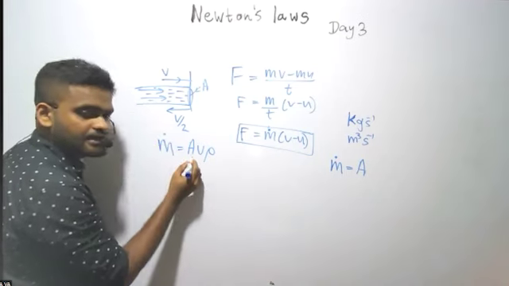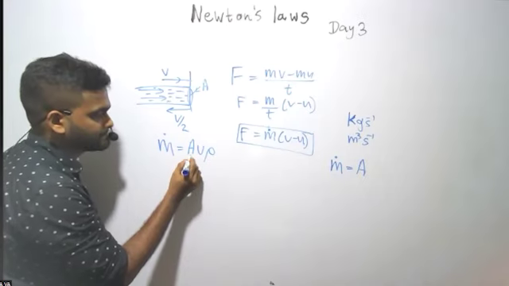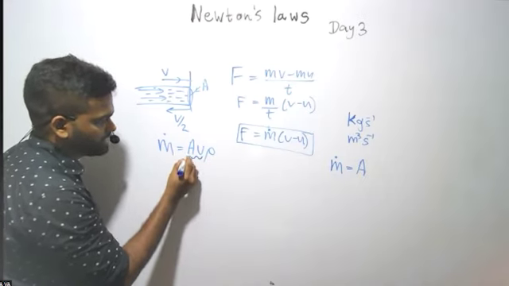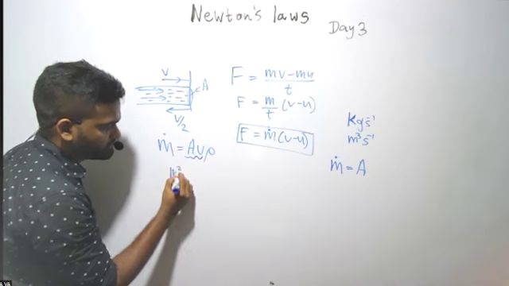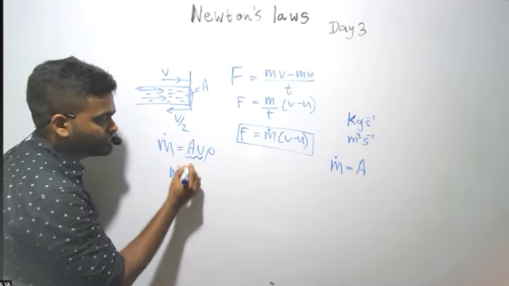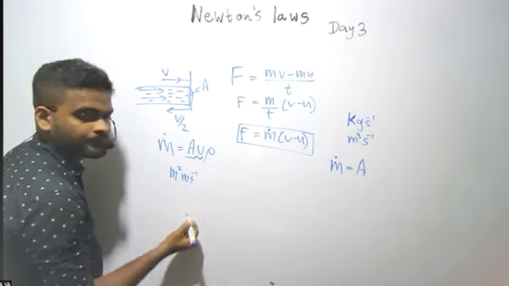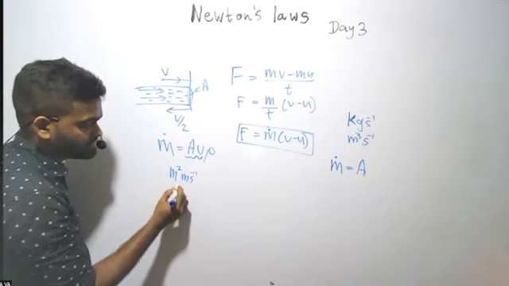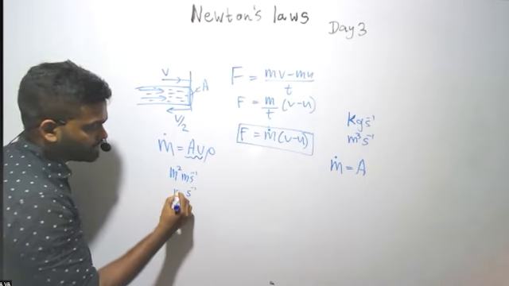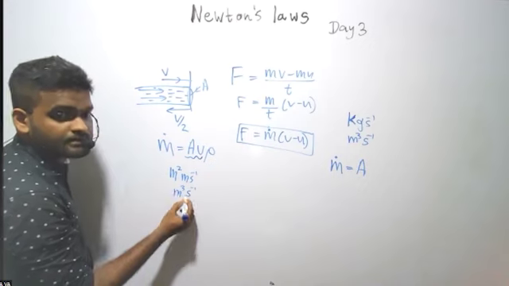So A V gives us the volume flow rate. A means cross section, square meters. V means meters per second. So what do you get from this? Cubic meters per second. So that is a volume flow rate.